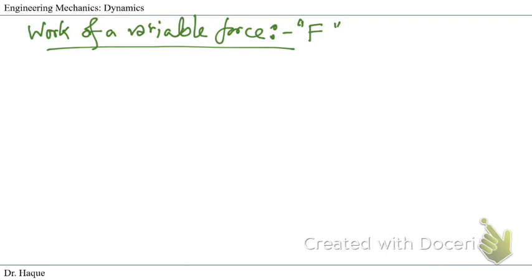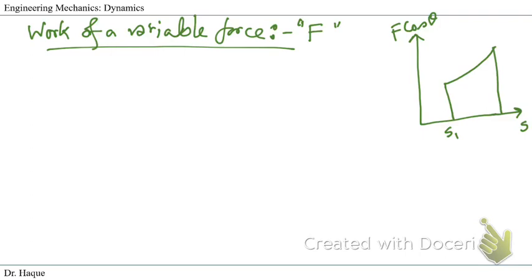It's easy. If your force is changing, what do we do? We do integration. So if there's a variable force, for example, the component F cos theta is changing with respect to its direction of movement. This is the initial position, and then F cos theta is changing up to a new position S2, and we can always do an integration to find the work being done.